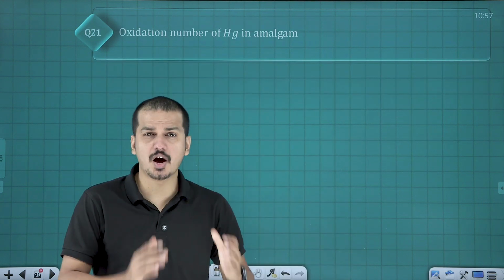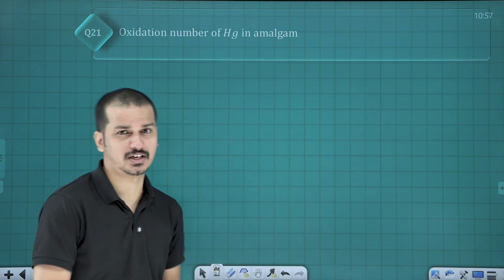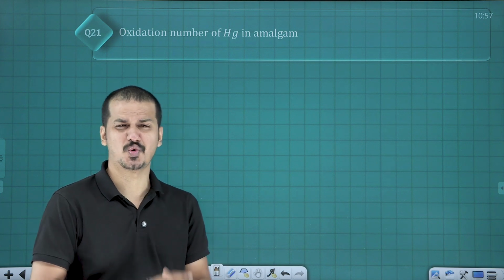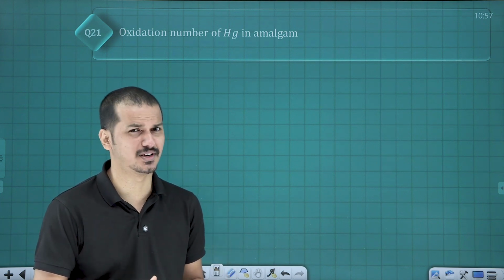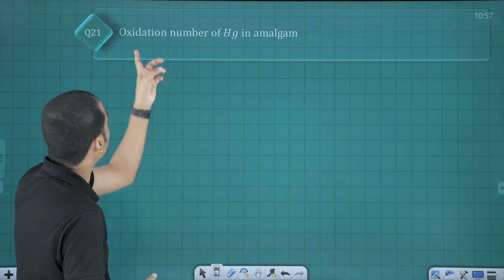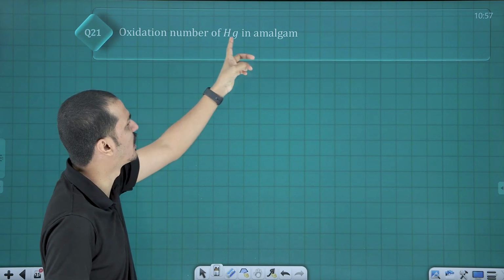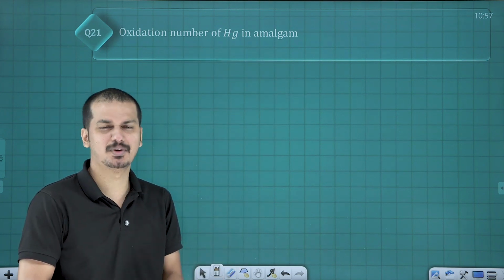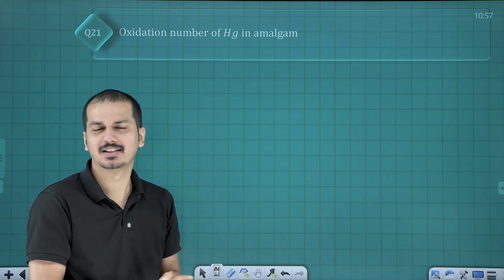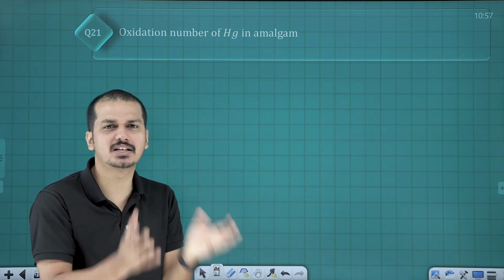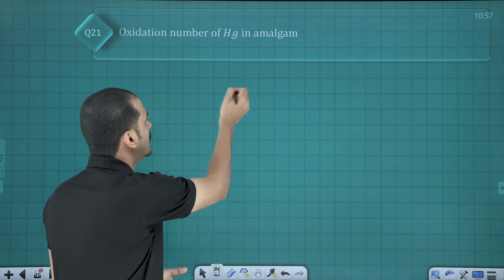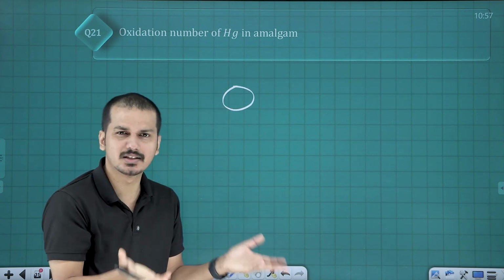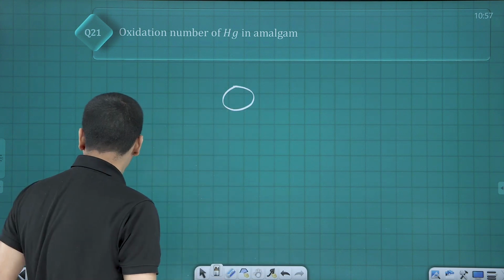Are you ready? So now let's look at the integer type questions, dears. 5 questions are there. All questions were simple and humble. Correct? Yeah. See, what's the first question? Oxidation number of mercury in amalgam. Amalgam is a mixture of mercury with the metals. There mercury will be in the free state. So what's the oxidation state? 0. Simple. Answer is 0. Ready? Yeah. We can go to the next question.